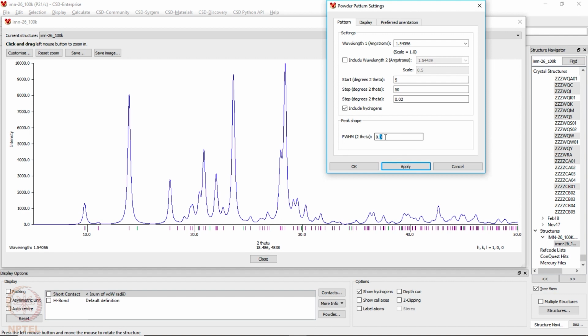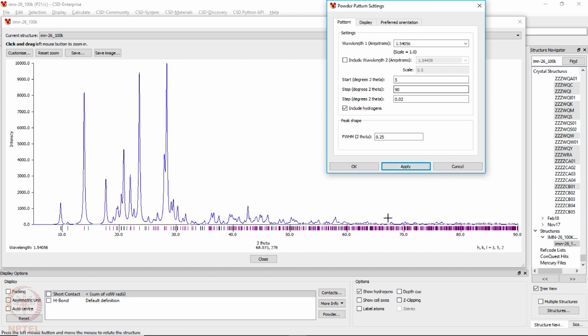So an FWHM between 0.25 and 0.3 is what one should use and then simulate the powder pattern. You see here this powder pattern is spread from about 10 degrees in 2 theta to about 45 degrees in 2 theta, and beyond 45 the peaks are very small. You can change that stop angle to maybe 90 degrees, and if you apply, you see that beyond 60 degrees there is nothing much that is diffracting.